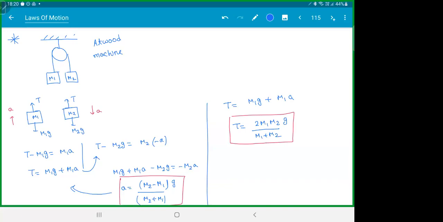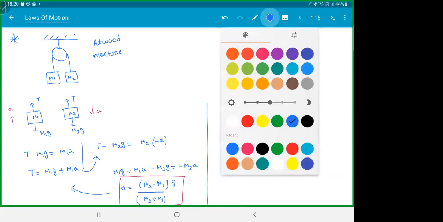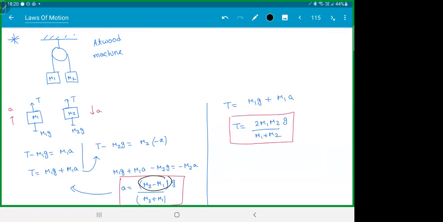Now, how do you know, sir, whether m2 is going down or m1 is going up? We don't know. So it doesn't matter. You choose any direction you want. The science will take care of it. For example, here, if m2 is less than m1, I'll get a negative sign. Negative sign indicates it is not going down, it is going up. Clear? So whenever you have blocks and you don't know how the blocks are going, assume any direction you want. The science will take care of it. You have to choose for one block and the other one will come automatically.